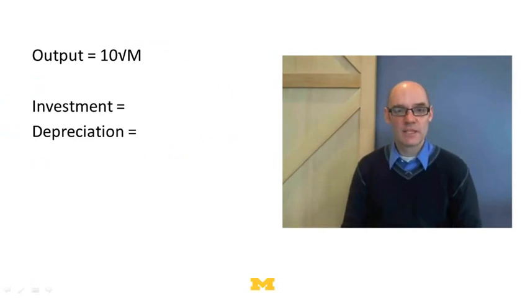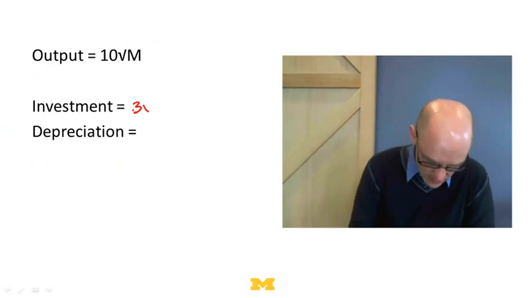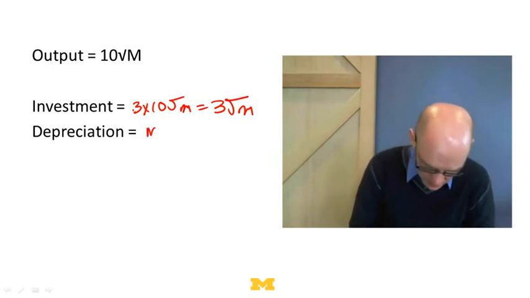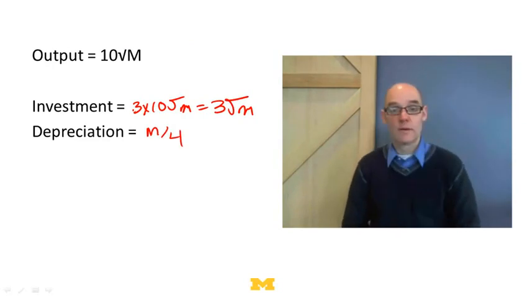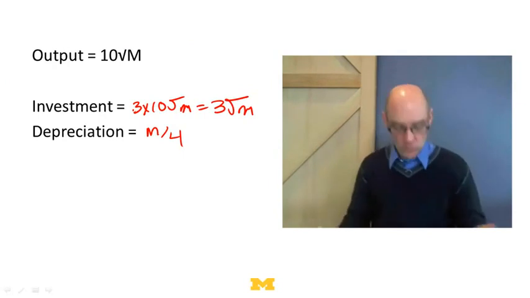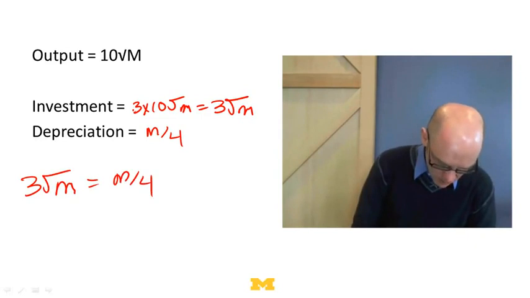Let's do this formally. So think about it. What's our output? It's just 10 times the square root of m. What's our investment? Well, that's easy, right? That's just 0.3 times 10 times the square root of m. So that's just 3 times the square root of m, right? What's our depreciation? Well, that's just m over 4. And in equilibrium, depreciation has to equal investment. So again, easy. We just get 3 times the square root of m equals m over 4.